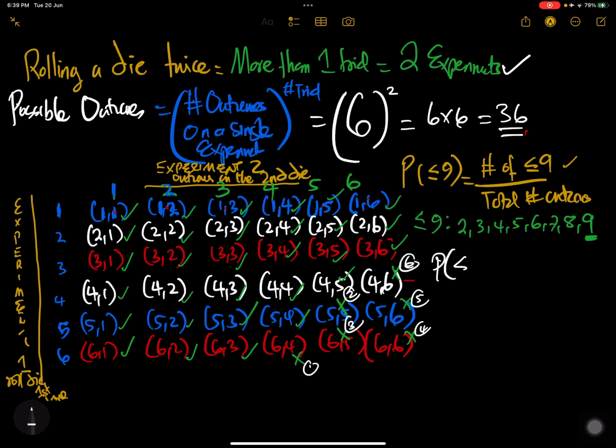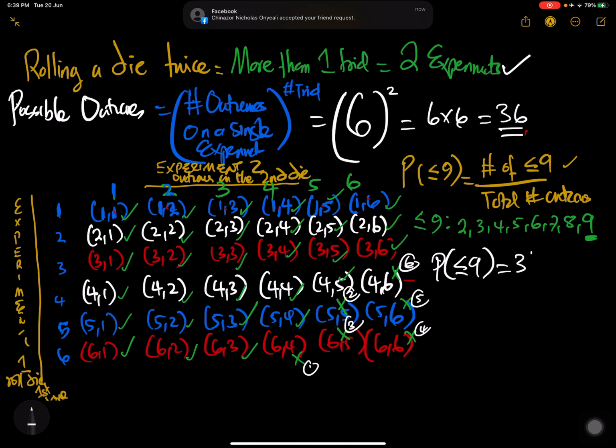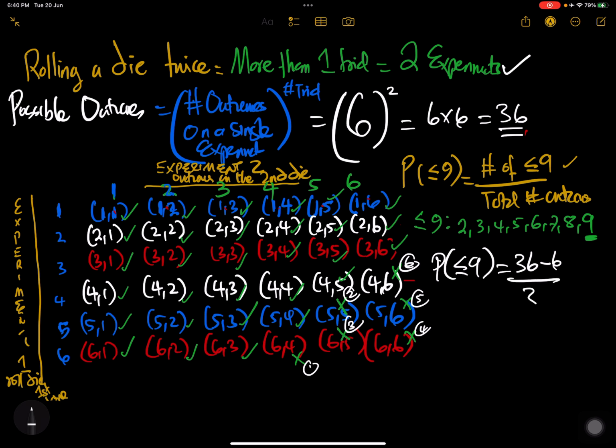So the probability that the sum is less than or equal to 9 is equal to 36 minus 6, and then we divide by the total outcomes, which is 36. So we're going to get 30 divided by 36. And there you have it. All you have to do is look out for the sum of the dice to be able to solve your probability question. Don't forget the probability formula. I hope this helps.